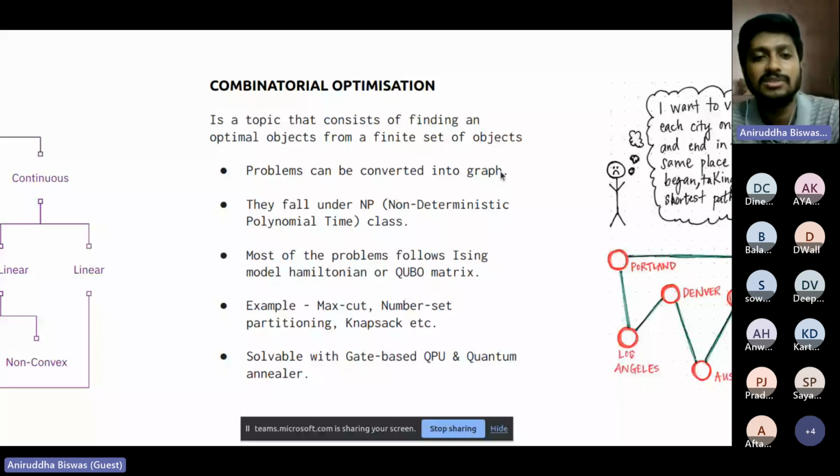There are also some subdivisions of this, NP-hard and NP-complete. A couple of examples are the max cut problem, Boolean satisfiability problem, knapsack problem, and graph partitioning problem. These are problems which fall under the combinatorial optimization class. These optimization problems are completely classical in nature, but there is a good way that we can convert these problems in such a way that a quantum computer can address them. And the good thing is that gate-based and annealing-based quantum computers can handle these problems really well.